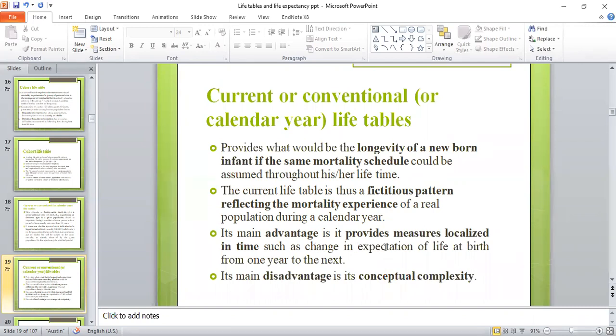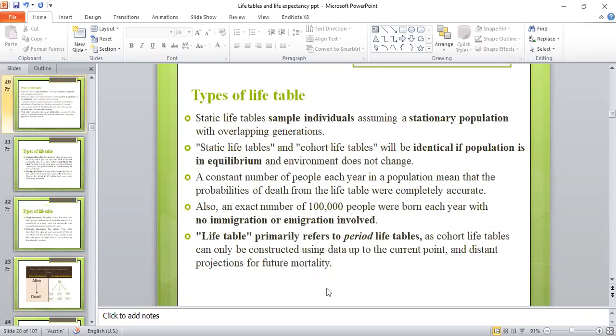Its main advantage is that it provides measures localized in time, such as change in expectation of life at birth from one year to the next. Its main disadvantage is conceptual complexity. The static life table is of sample individuals, assuming a stationary population with overlapping generations. The static life table and cohort life table will be identical if the population is in equilibrium and the environment does not change. And the constant number of people each year in the population means that the probabilities of death from the life tables are completely accurate, and an exact number of people were born each year with no immigration and emigration involved.